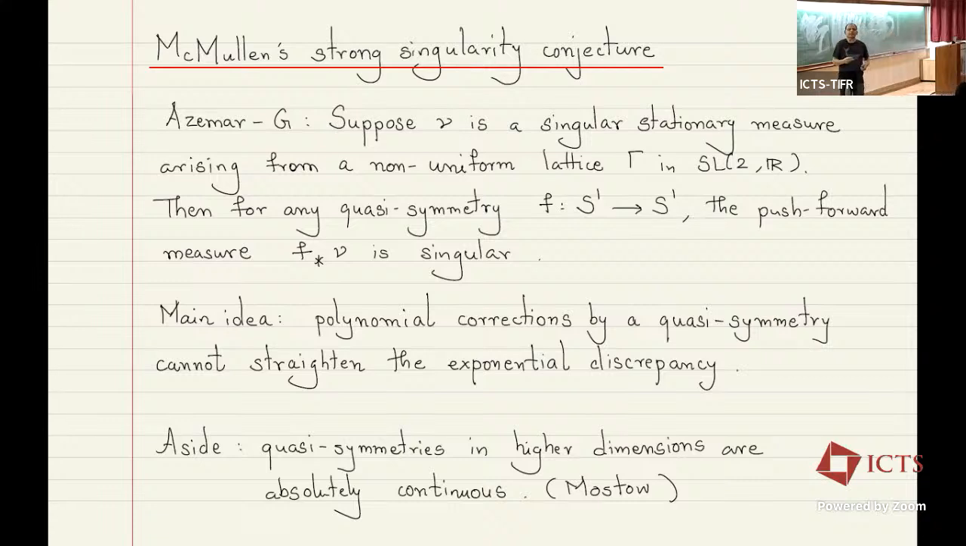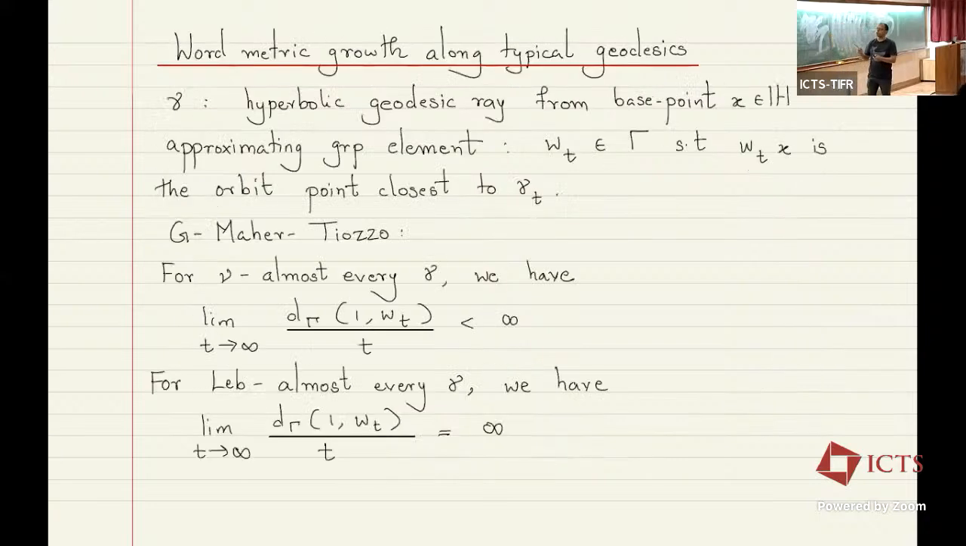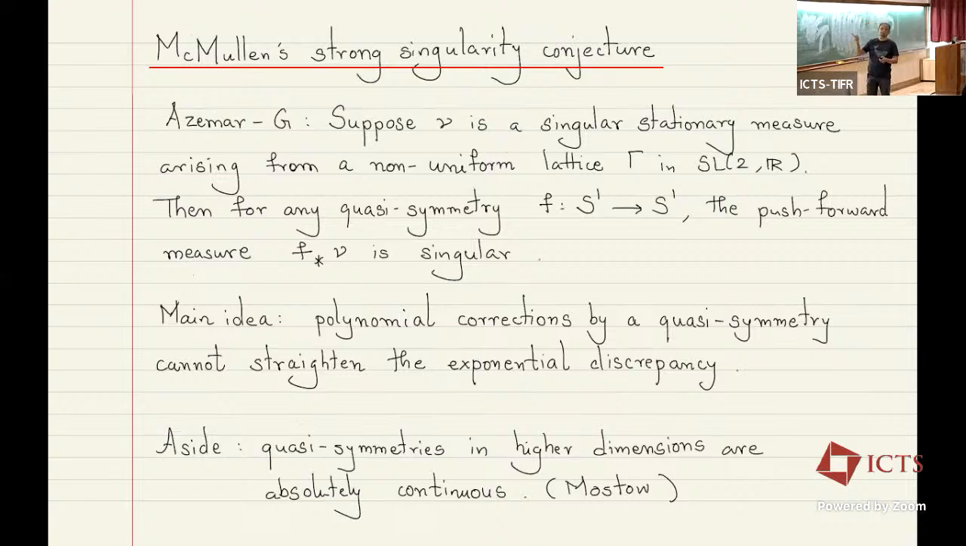So you could ask, how quickly is the Radon-Nikodym derivative blowing up? And this is polynomial for quasi-symmetry. So they only introduce polynomial corrections. But remember on the previous slide, I said that the singularity here arises from the fact that doing n steps around a horoball is exponentially unlikely in the stationary measure, but only polynomially, 1 over n, unlikely in the Lebesgue measure. So the discrepancy here is exponential and not polynomial. So no polynomial corrections can rescue you. And that's the main idea of the proof of this theorem.